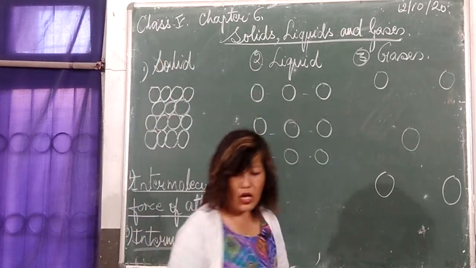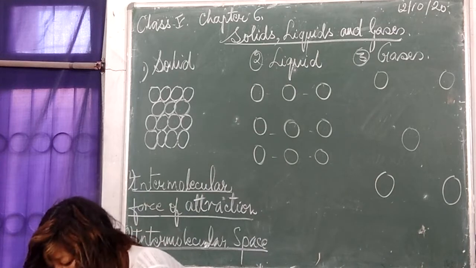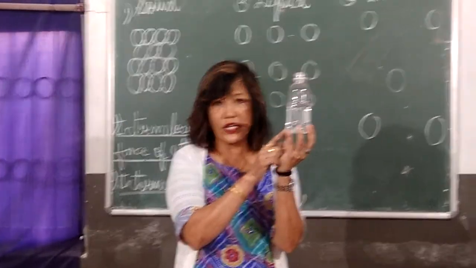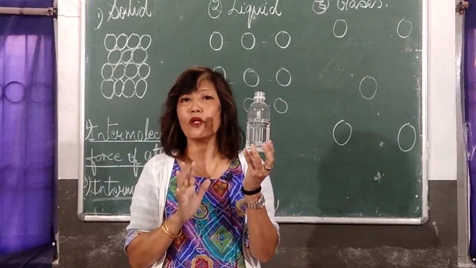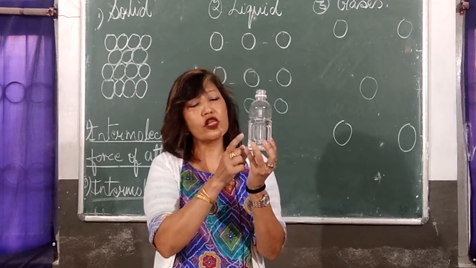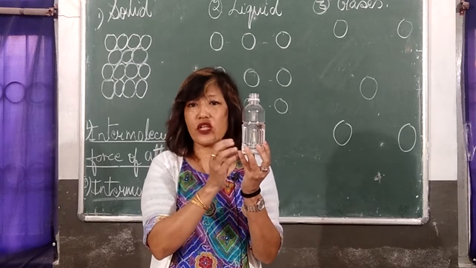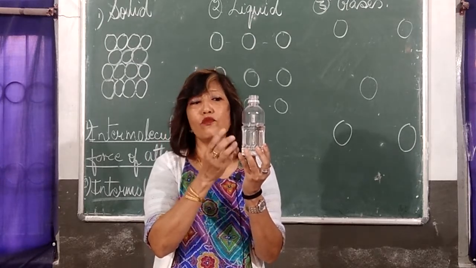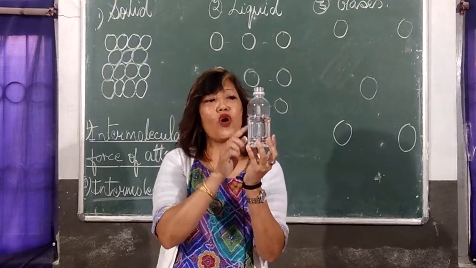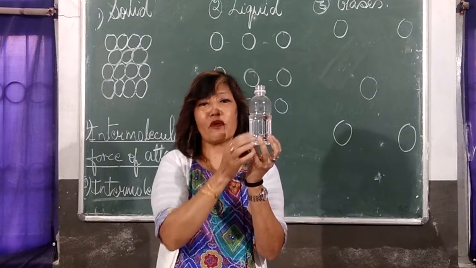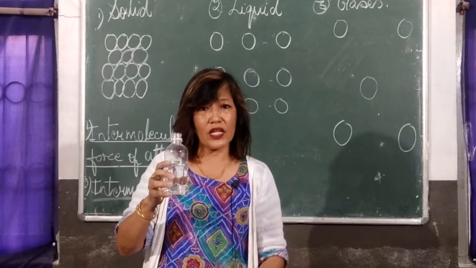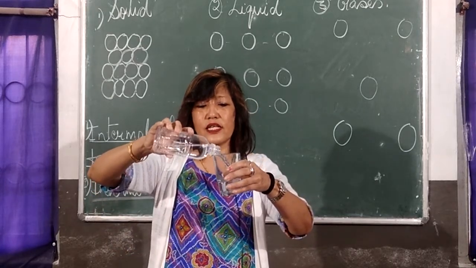So let me show you one activity actually. Suppose I have one glass bottle here, and this bottle has water in it. Now you know water is the most common example of a liquid, right? So this water can flow. The molecules in this water are loosely arranged. Because of that, they can move. Molecules can move, which means this water can flow. The water inside the bottle has taken the shape of this bottle. Now when I pour this water in the glass, the water will take the shape of the glass. So let's see. Now you can see that.